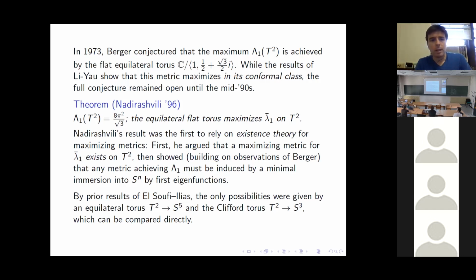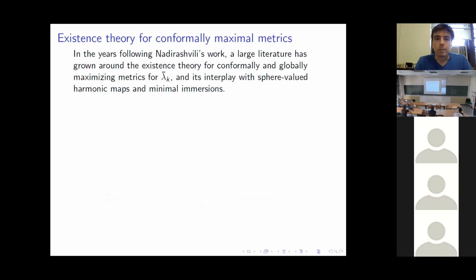Okay. So this then stimulated a lot of work understanding the existence theory in general. Okay, so now there's sort of a big literature has grown up around this problem of determining when the maximizing metrics exist, what do they look like, and when they don't exist, what happens in the degeneration. Okay. And both the conformal problem and the global problem are very interesting. So let's focus on the conformal problem first.